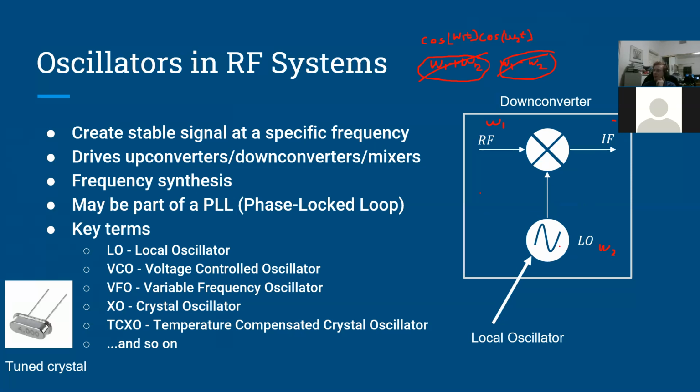So if we have a variable frequency local oscillator, we can move the IF up and down in frequency. That process is called heterodyning, but we'll talk about that again later. Right now, we're just talking about the oscillator. So this would be for mixers.